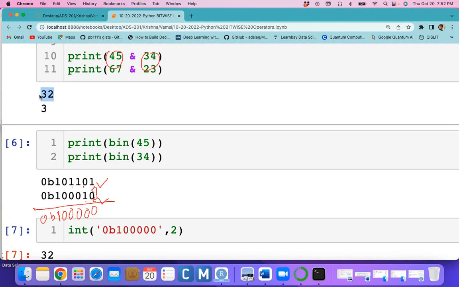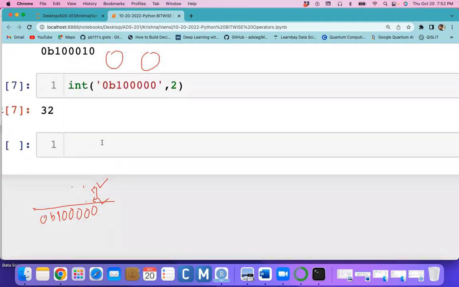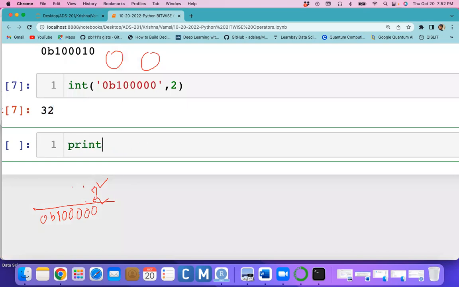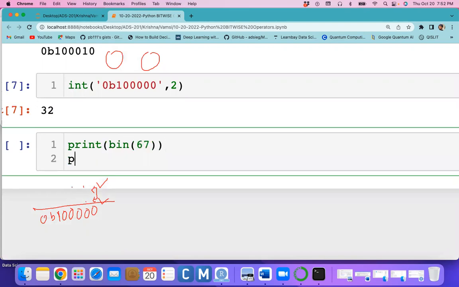Okay. Now, meanwhile, we can look at this 67 and 23. So we can try bin of 67, right? 67. Meanwhile, we can try to convert bin of 23, right?